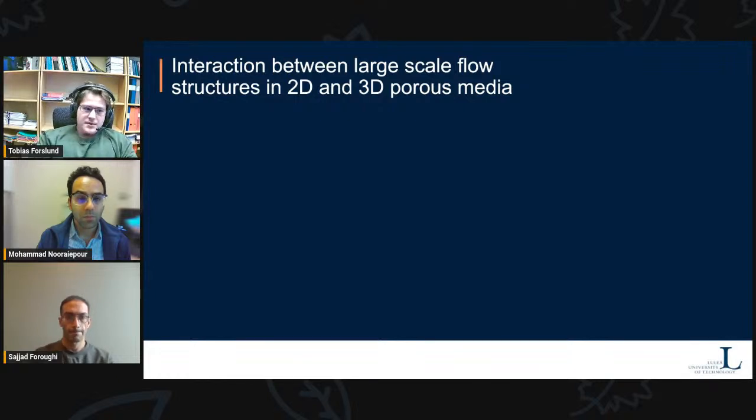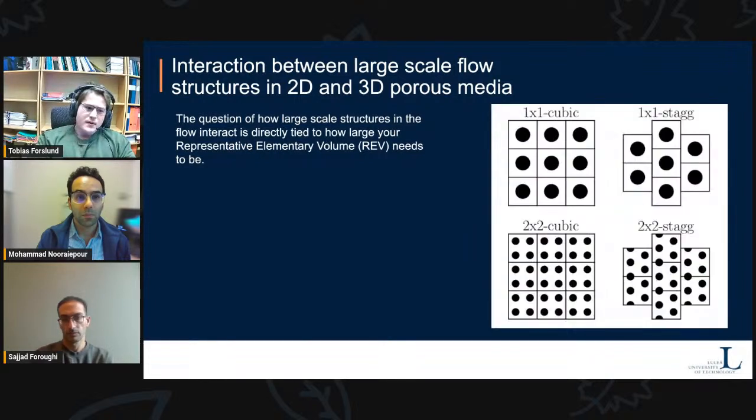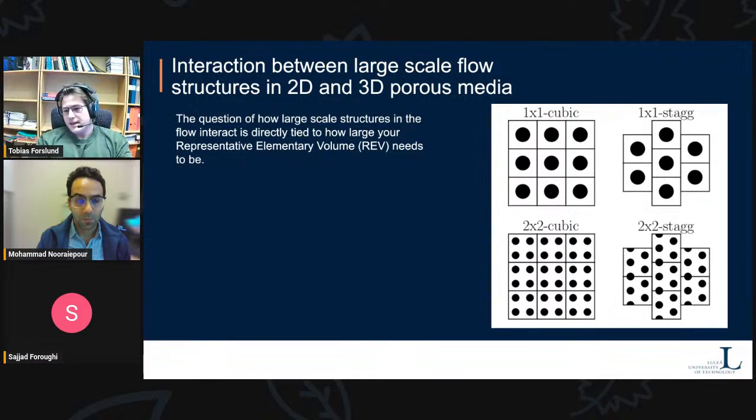So another research direction is the interaction between large-scale flow structures in 2D and 3D porous media. When we say large-scale flow structures, we mean flow structures that are significantly larger than a single representative elementary volume. So if we have some repeating structure throughout our domain, and we see flow structures appearing that are larger than that repeating structure, we have large-scale flow structures. And this is, of course, related to how large our representative elementary volume needs to be in ordered porous media. So these are some examples of how you can tile this across 2D space.